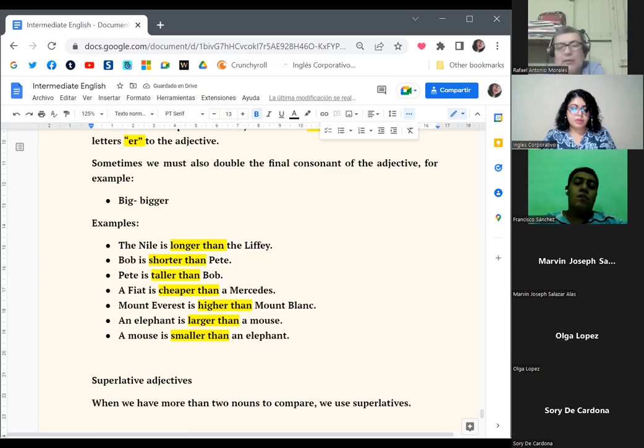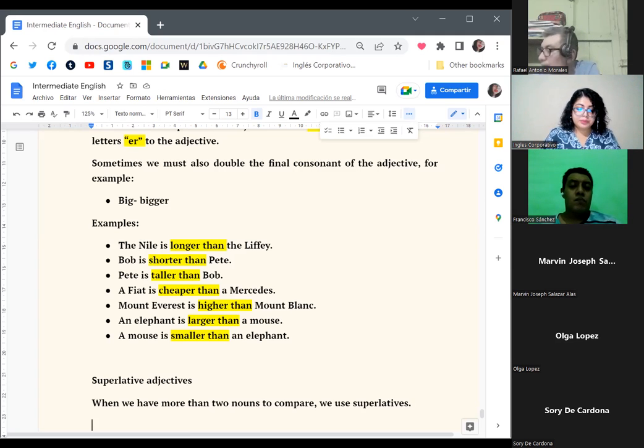So let's imagine we have three tables. The first table is big. Then the second table is, we can say, smaller. And the third table is very, very small. So we have one big table, one small table, and one smaller table, really, really small.